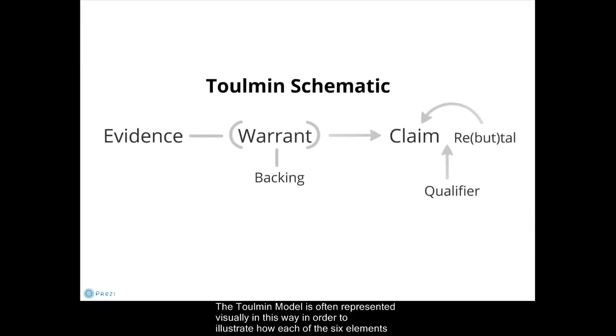The Toulmin model is often represented visually in this way in order to illustrate how each of the 6 elements relates to and depends on each other. As you can see, the warrant sits between the evidence and the claim, but is put in parentheses because the warrant in many arguments is often left as an unstated assumption instead of being explicitly drawn out.